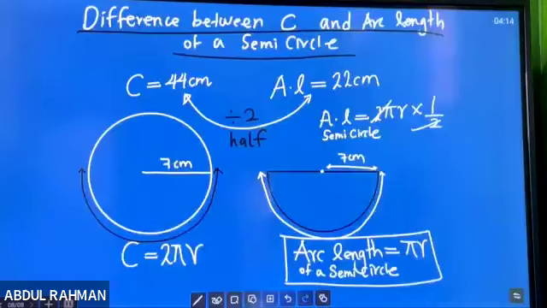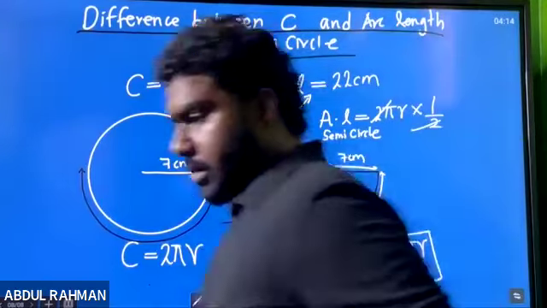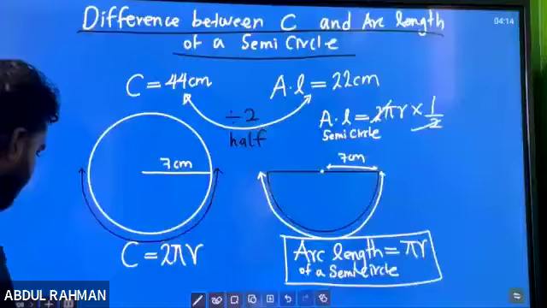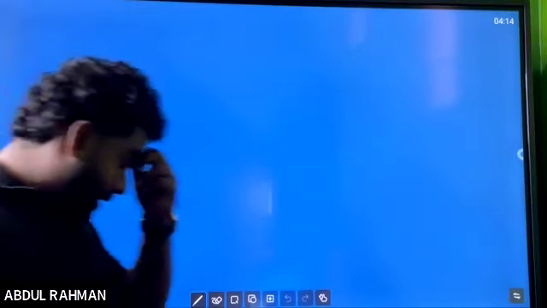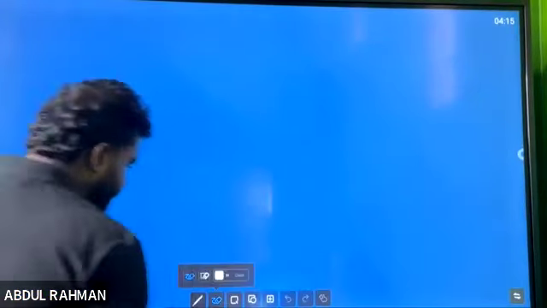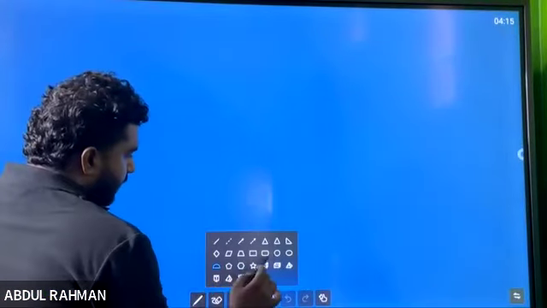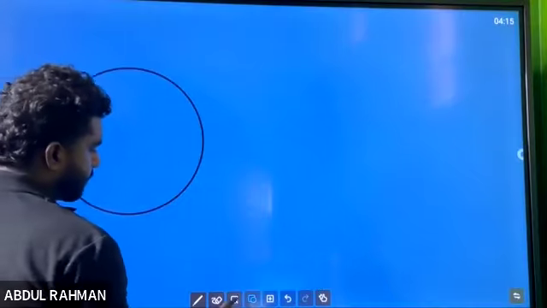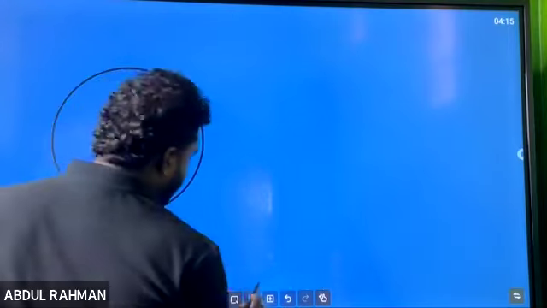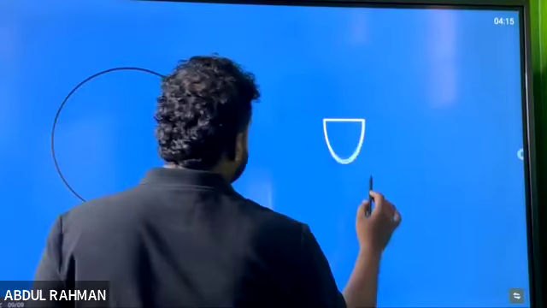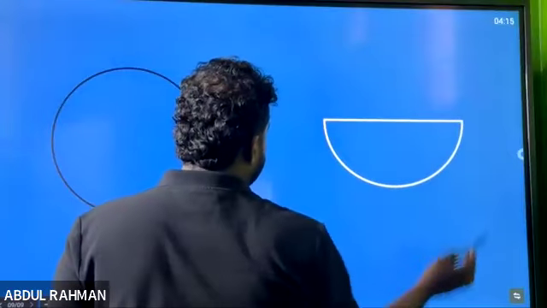Are you all good? Okay. Only Salia said she can understand. Listen to me very carefully. Salia, look at the paper. Again, I'm drawing a circle. Then I'm drawing a semicircle.